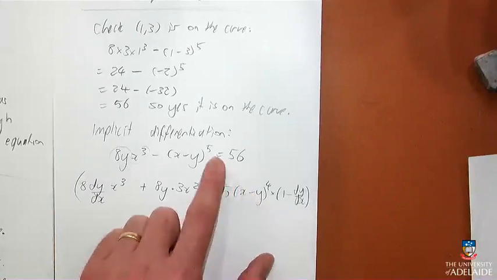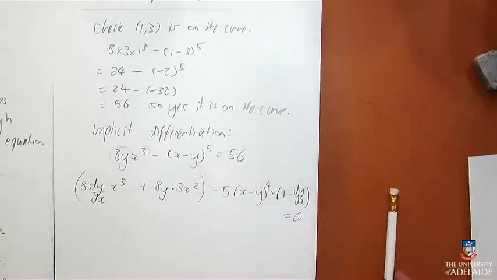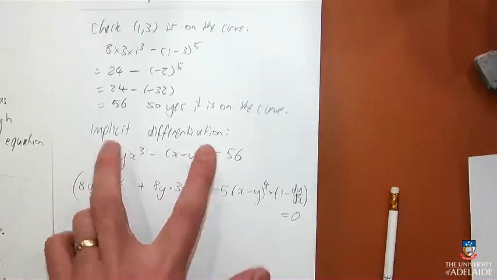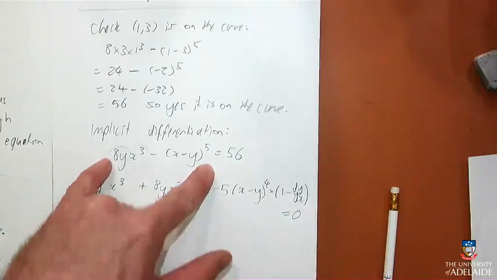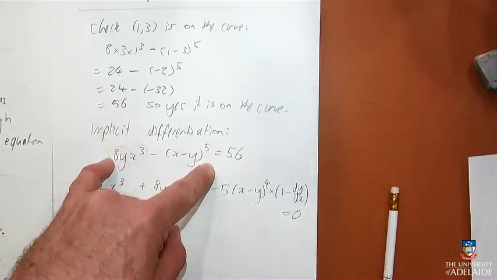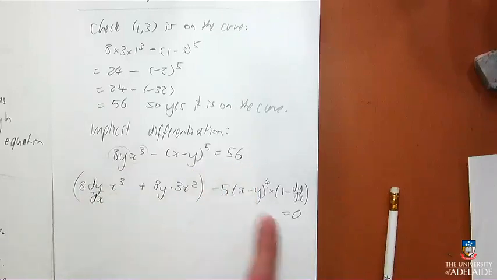And then finally, the derivative of a single number is 0. Now the reason this process works is that whatever this quantity is, if I'm on the curve, it will always be 56. So if I figure out how quickly this quantity changes when x changes, it should be the same as how quickly 56 changes, which is none. And that's why it comes out to 0.